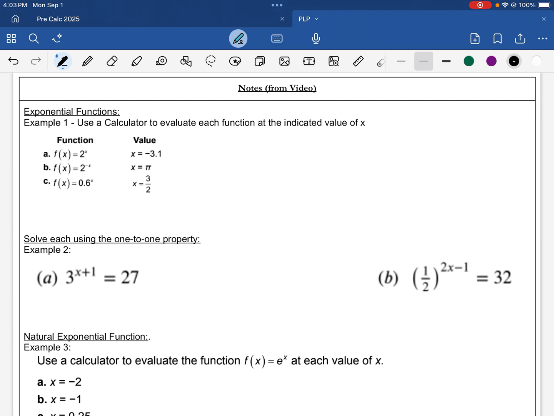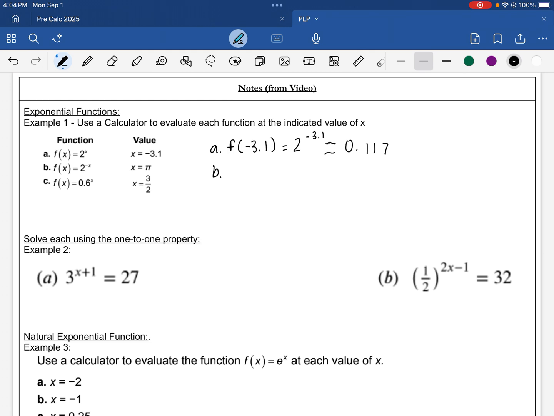Exponential functions. Example 1, we are going to use a calculator to evaluate each function at the indicated value of x. Part a: the function f of x is equal to 2 to the x power. We want to find f of negative 3.1. So we've got 2 to the negative 3.1 power. Go ahead and type that into your calculator. That's not going to be a nice and easy answer you can do in your head. We're going to round to 3 decimals here, so about 0.117. It's 0.1166, so that 6 is going to round up to a 7.